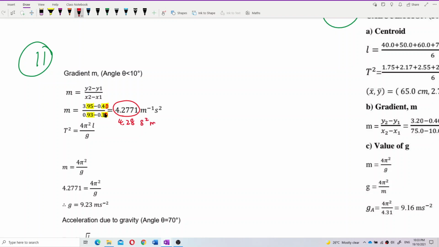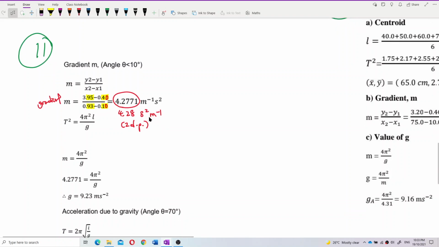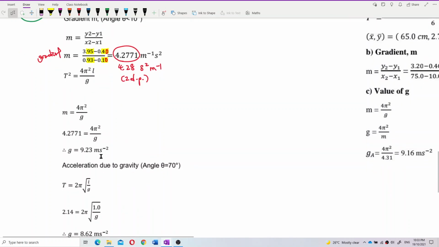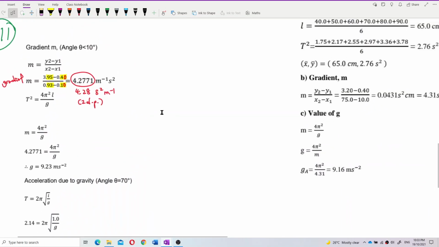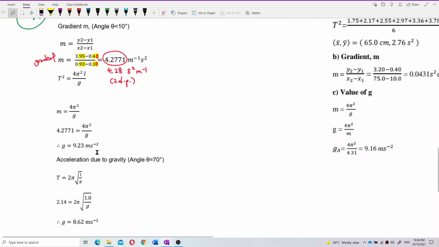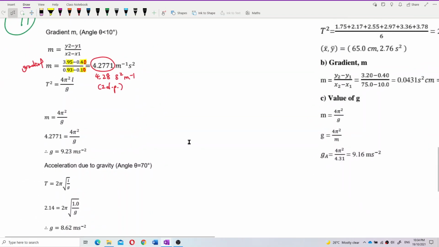Second square per meter. Only 2 decimal places for the gradient. For the gradient, 4.28 second square per meter. 2 decimal places only. This one becomes meter per second square. Okay. Next. 2 decimal places also for this one, the G value.